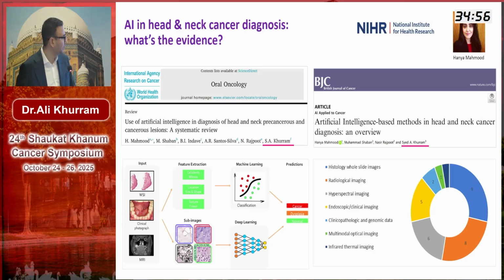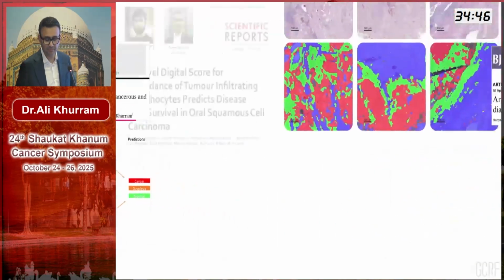But what we found as part of these reviews was that although it's an emerging field, there's not a lot of work in the head and neck cancer area. And the work that's out there was not of a very good quality or reliable.